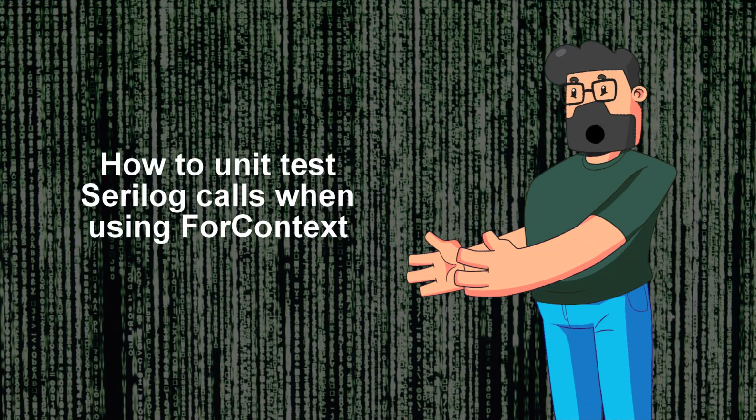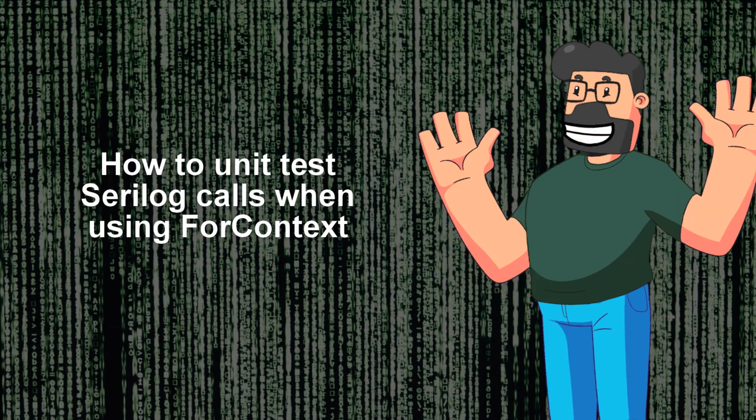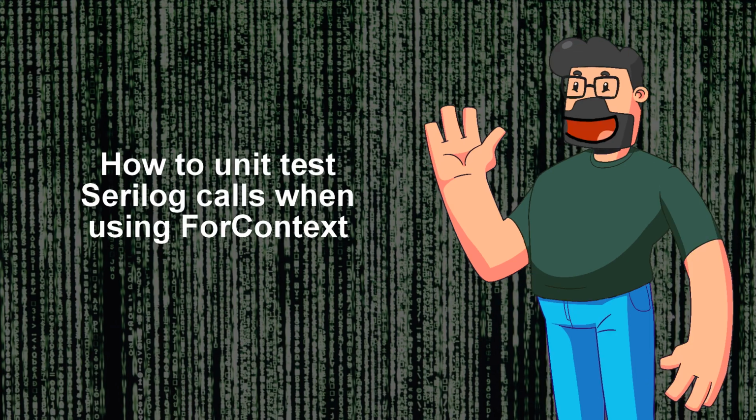The issue arises when using the ForContext method of Serilog to add custom properties to the log event. The problem is that calling ForContext returns a new object, making it challenging to assert in unit tests whether each property was properly added before the log method was called.